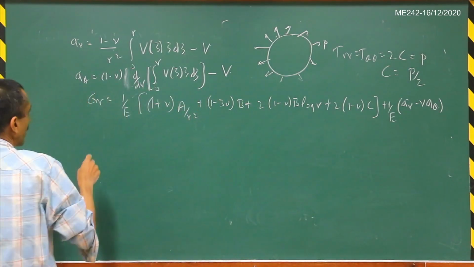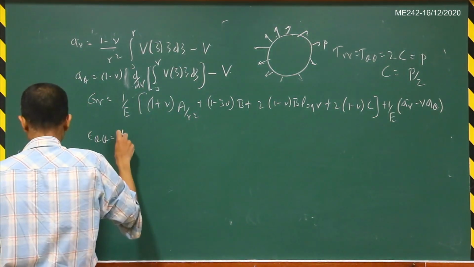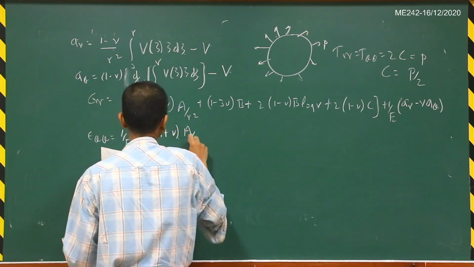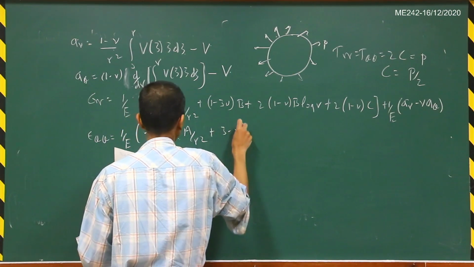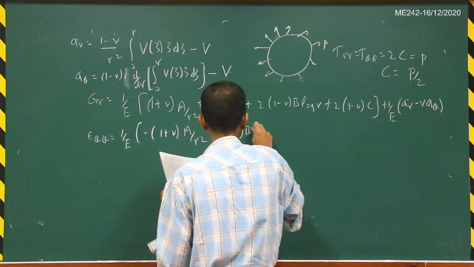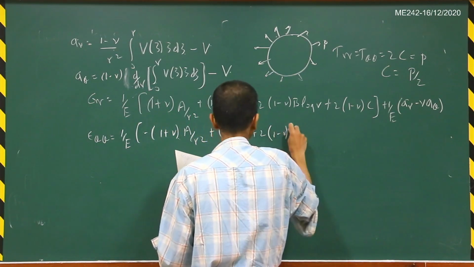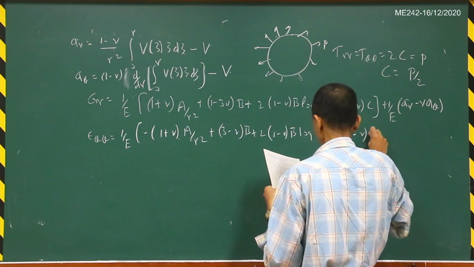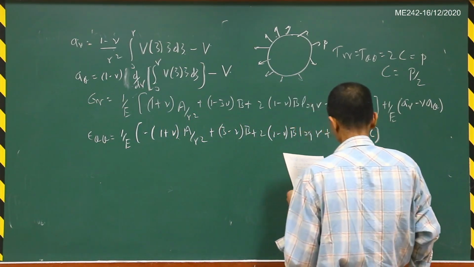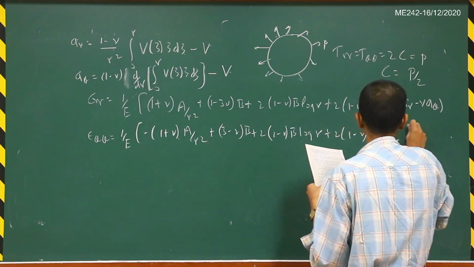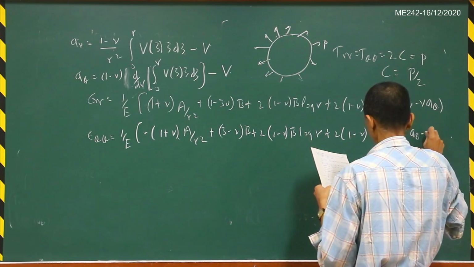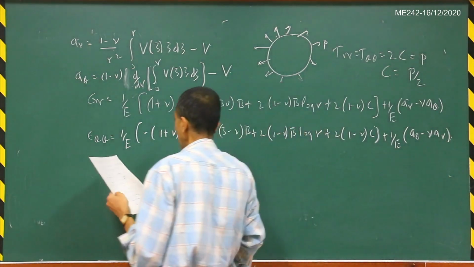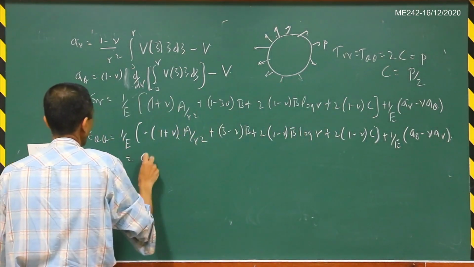Then similarly, you will get epsilon theta theta is equal to 1 by E of minus 1 plus mu times A by r square plus 3 minus mu times B plus 2 into 1 minus mu times B log r plus 2 into 1 minus mu times C, plus 1 by E times A_theta minus mu times A_r. And gamma r theta is 0.